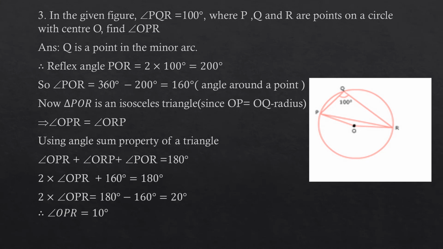Question number 3. In the given figure, angle PQR is equal to 100 degree, where P, Q and R are points on a circle with center O. Find angle OPR. We can see PR is a major arc and Q is a point on the remaining part of the circle. And also given PQR is equal to 100 degree. Therefore, since PR is a major arc, we can write reflex angle POR is equal to 2 times 100 degree, which is equal to 200 degree.